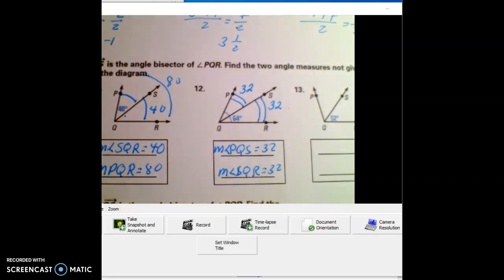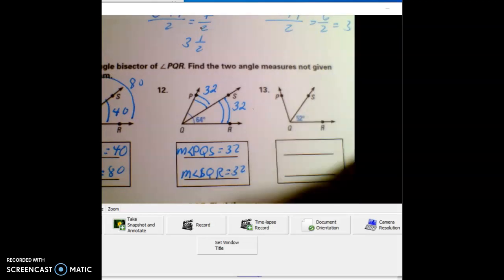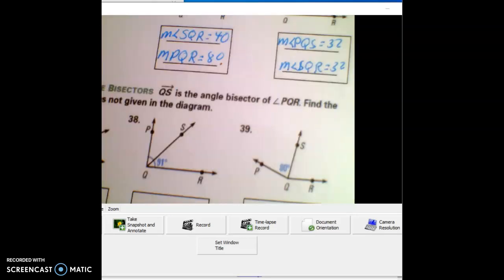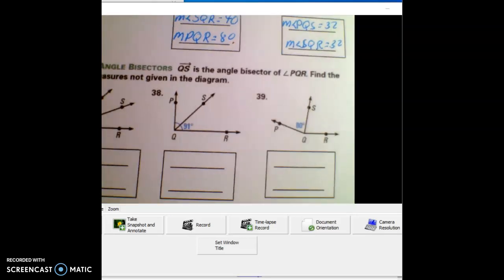Okay, you do the last one. There's one more left for you to do. Check with your partners and make sure you got the right answer. And then we're going to come down here and continue.